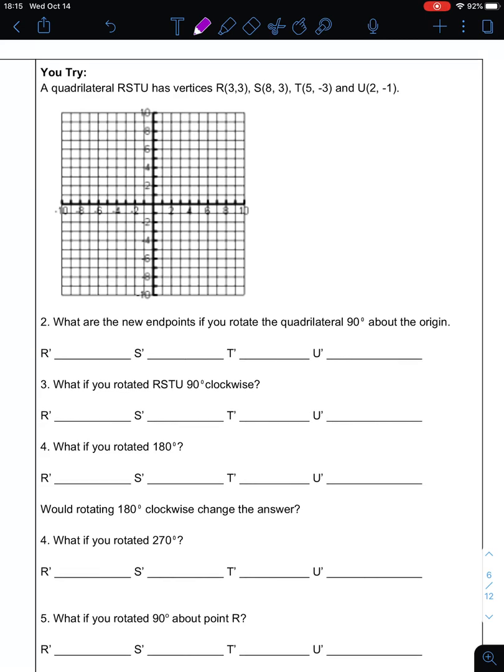So you can try this. A quadrilateral has vertices. R is 3, 3, S is 8, 3, T is 5, negative 3, and U is 2, negative 1. What are the new endpoints if you rotate the quadrilateral 90 degrees about the origin? Now, it's always understood to be counterclockwise, so this is counterclockwise.